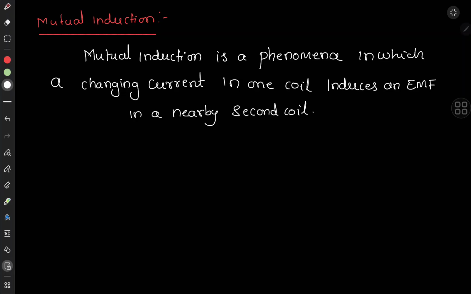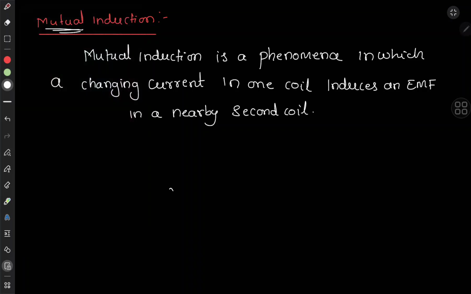So what does mutual induction mean? Let us explain with an example. Mutual induction means two coils should be there. Mutual means one coil will produce the magnetic field, that magnetic field will link with the other coil, and then that will induce the EMF. That is called mutual inductance.